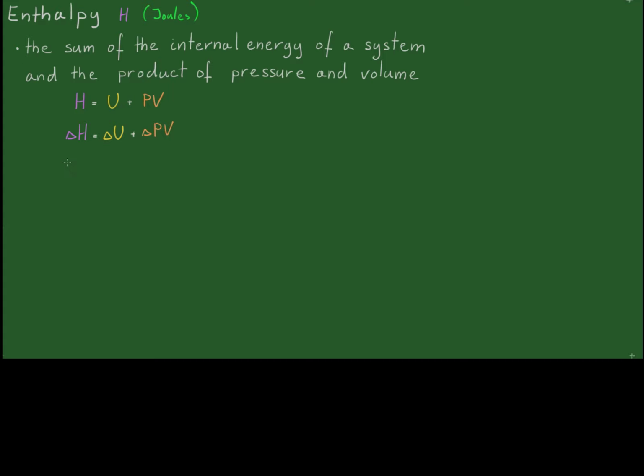And I'm going to rewrite this a little bit. I'm going to say delta H equals delta U plus pressure delta V. What I'm saying here is that the change in enthalpy equals the change in internal energy plus change in volume at constant pressure. And hopefully the reason for doing this will become clear in a moment.